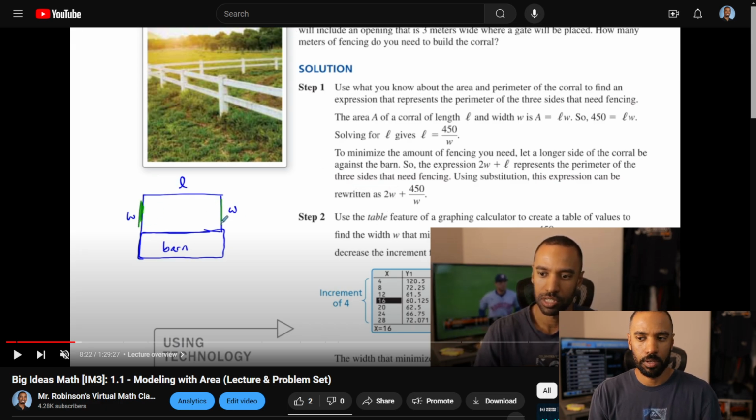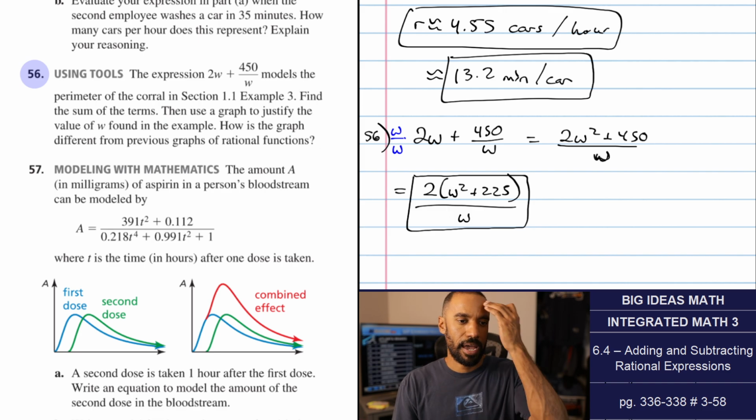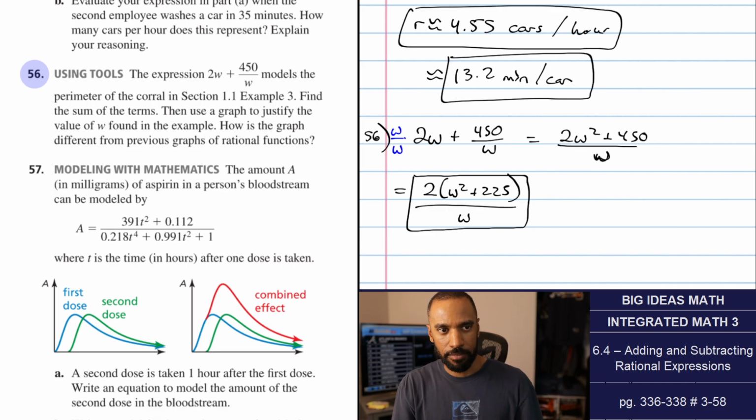So this was an area. I'm sorry that I'm dancing around these. I haven't seen this. It models the perimeter. So we need to minimize P, which is basically our Y value, and we need to find that value that minimizes it. So going back to the graphing calculator, we're trying to find this bottom point right here.